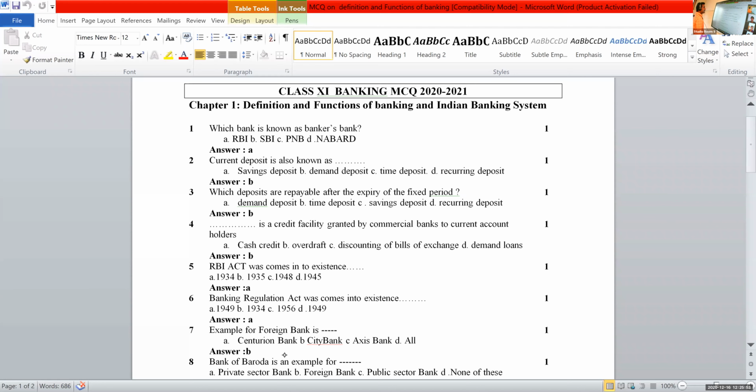Next, current deposit is also known as demand deposit. Anytime we can deposit, anytime we can withdraw. No restriction on the number and the amount of withdrawal. Demand deposit. Next, which deposits are payable after the expiry of the fixed period? That is time deposit, means a time deposit or fixed deposit.